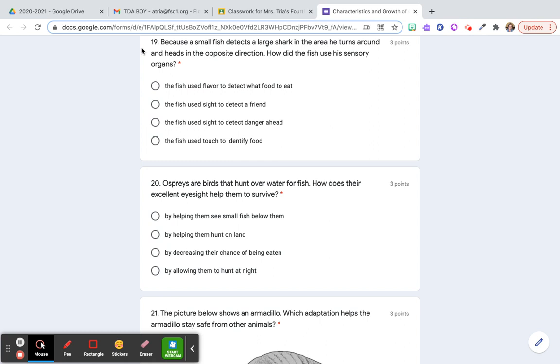Number 19. Because a small fish detects a large shark in the area, he turns around and heads in the opposite direction. How did the fish use his sensory organs? The fish used flavor to detect what food to eat. The fish used sight to detect a friend. The fish used sight to detect danger ahead. Or the fish used touch to identify food.